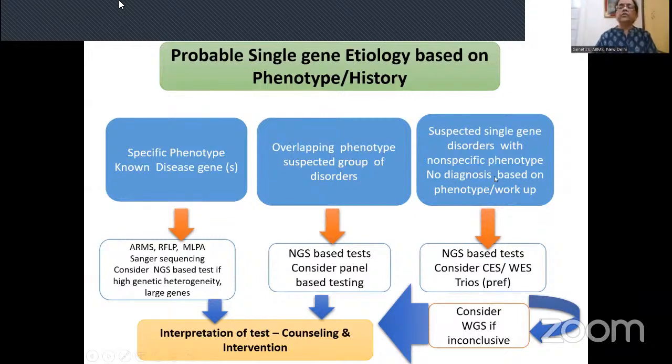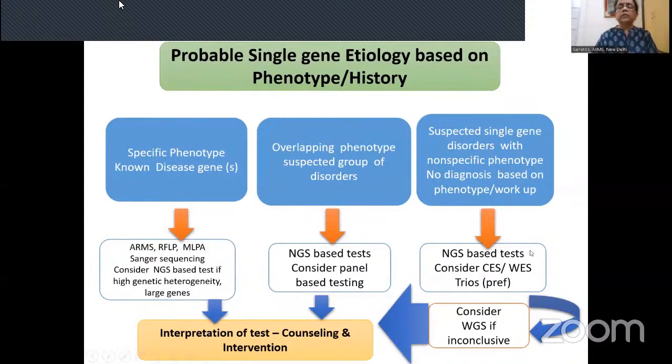Then you may have a situation where you are suspecting a single gene disorder based on the phenotype, and you have not reached a diagnosis despite the tests which you have done. And in this situation, NGS-based tests, which include clinical exome sequencing and whole exome sequencing, are useful. When we do clinical exome or whole exome sequencing, trios are preferred, which means the affected individual and the parents, because the yield becomes better in this situation.